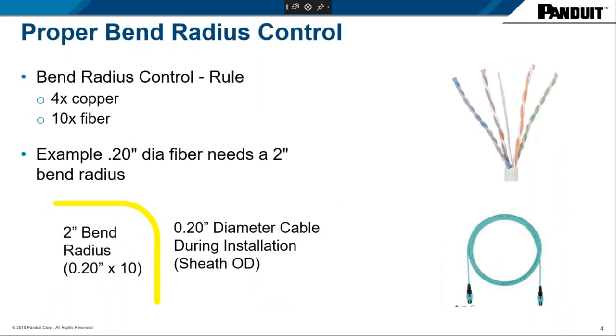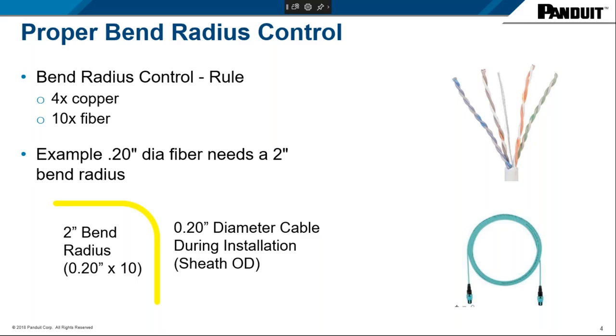We always recommend to our customers to follow proper bend radius control. The bend radius control rule that we try to highlight is with copper. With copper, you need to consider the diameter of that cable, and you need to multiply it by a factor of 4. And that is a rule they should follow for that proper bend radius control. Now, when we get into the fiber, that is more critical, and you have to take the diameter of the cable and multiply it by a factor of 10.